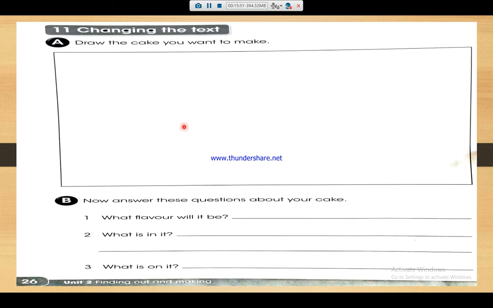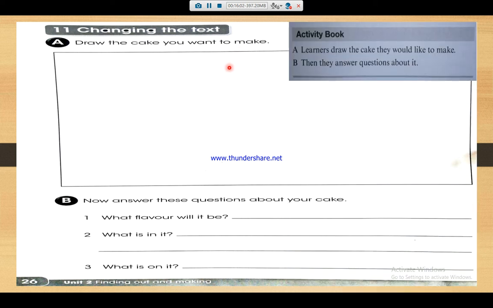Page number 11, changing the text. Draw the cake you want to make. Okay, I will draw my cake. So we need to draw the cake in exercise letter A. And then after drawing the cake, we need to answer some questions about it. Here we have some guidance. In exercise letter A, we need to draw the cake that we like to make. And in exercise letter B, we need to answer some questions about the cake.